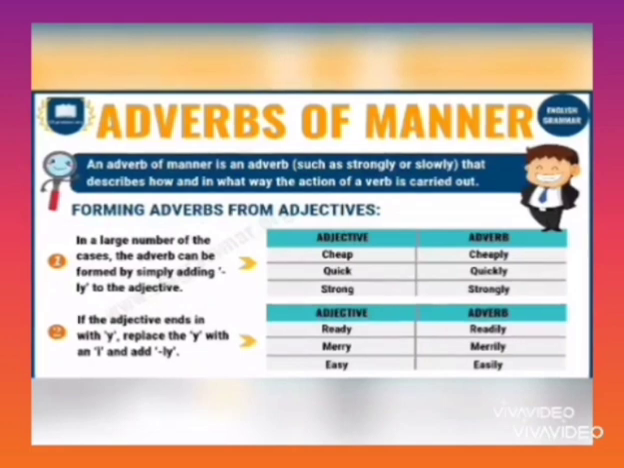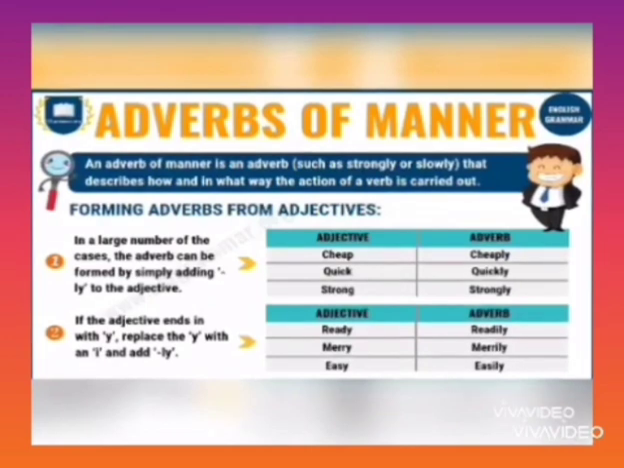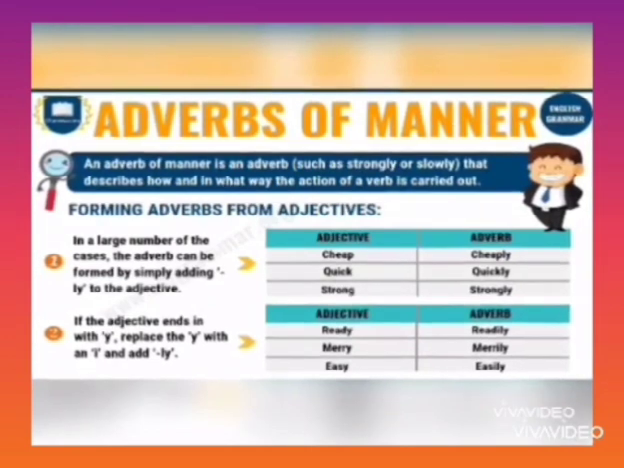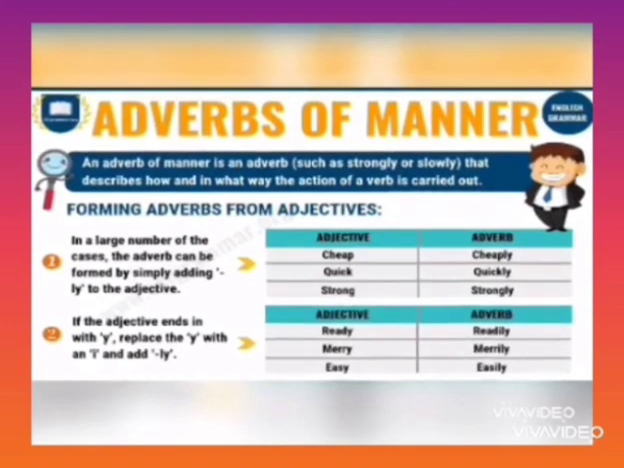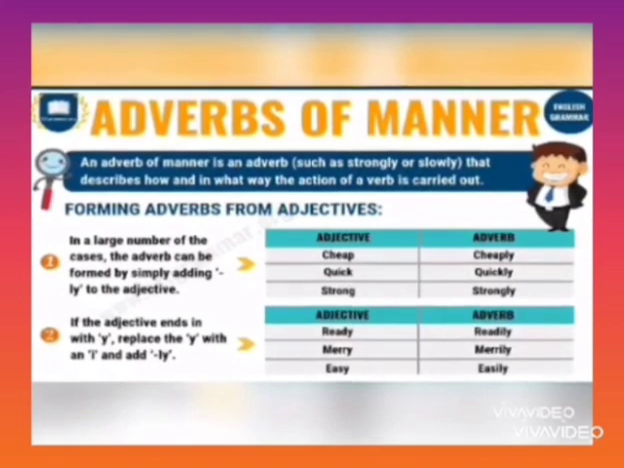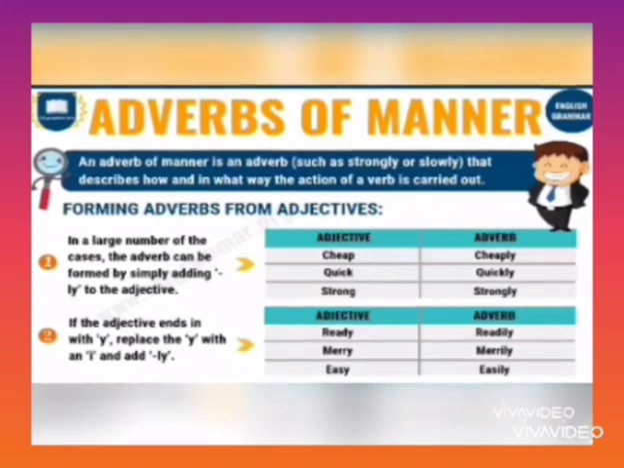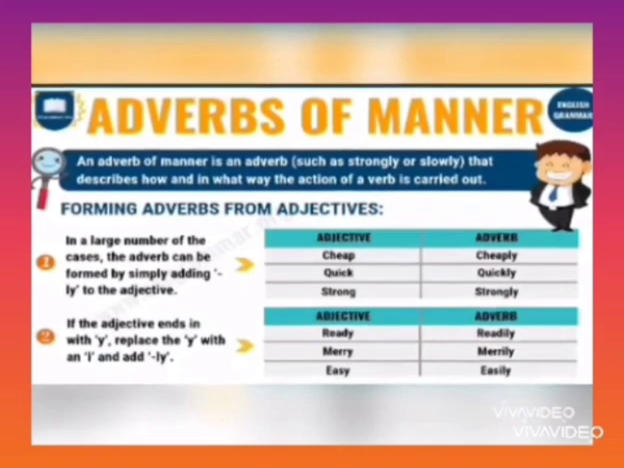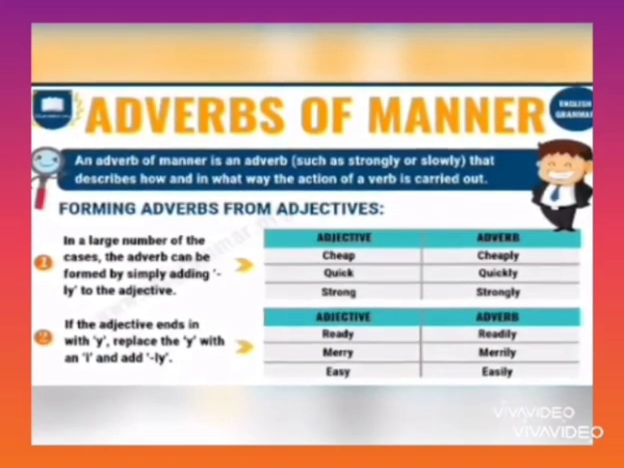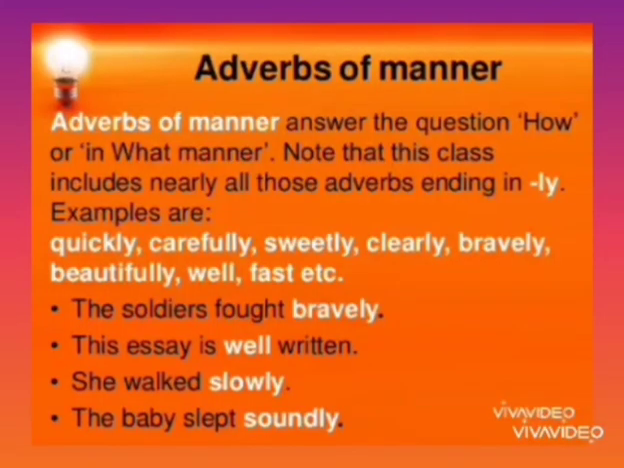Now we will learn adverbs of manner. An adverb of manner is an adverb such as strongly or slowly that describes how and in what way the action of a verb is carried out. And how can we form the adverb of manner? In a large number of cases, the adverb can be formed by simply adding ly. Cheap, cheaply, quick, quickly, strong, strongly. And if the adjective ends in y, replace the y with i and add ly. Ready will be readily. Merry will be merrily.